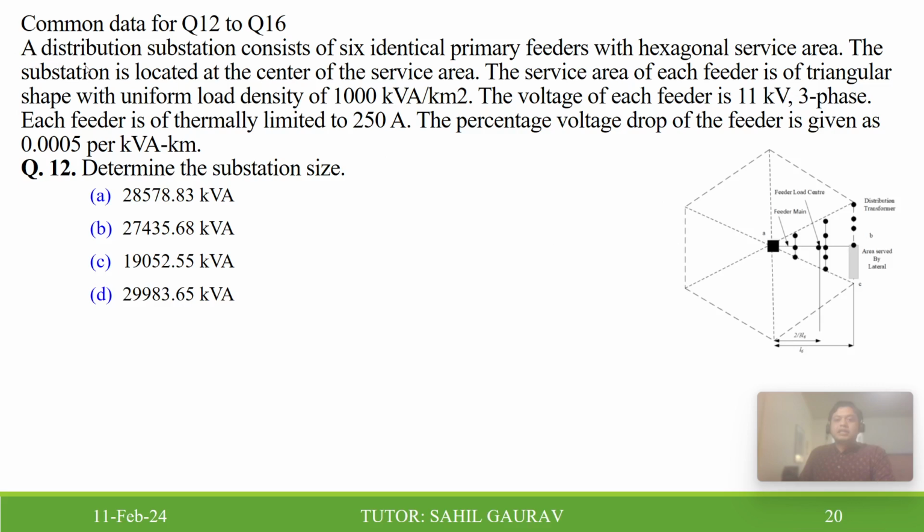So in this problem, a distribution substation consists of 6 identical primary feeders with a hexagonal service area. The substation is located at the center of the service area. The service area of each feeder is of triangular shape with a uniform load density of 1000 kVA per kilometer square. Sorry, a little bit of a mistake here. The voltage of each feeder is 11 kV 3 phase. Each feeder is thermally limited to 250 ampere. The percentage voltage drop of the feeder is given as 0.005 per kVA kilometer. Determine the substation size.